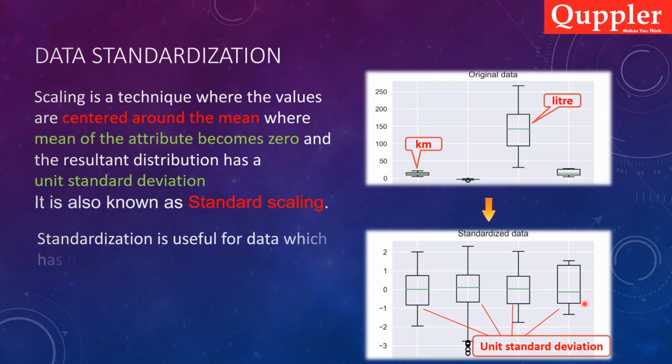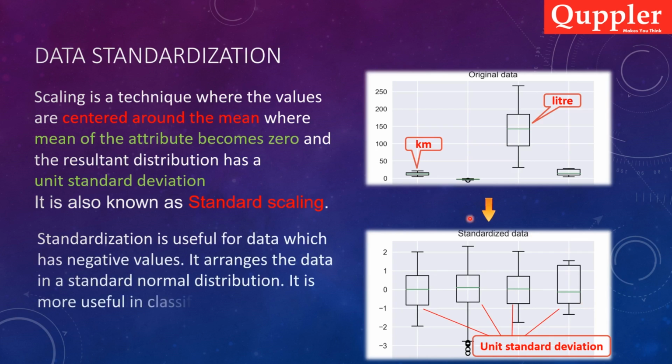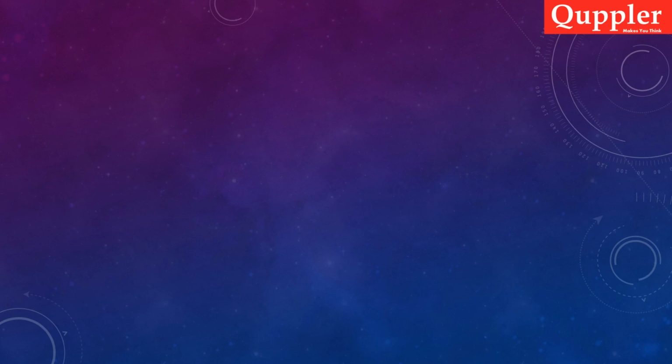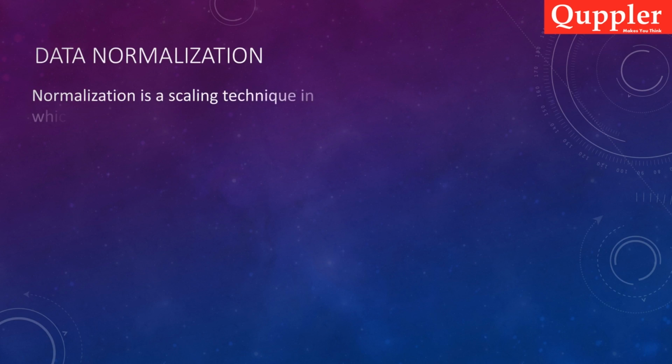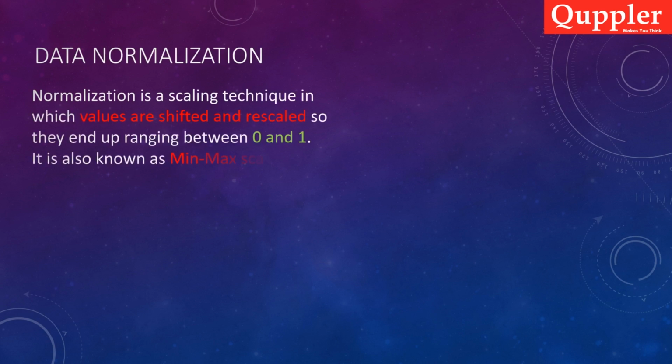So this data standardization is very useful for data where we have negative values and a difference of units, and it is more useful in... So the next part of feature scaling is data normalization. This data normalization is a kind of scaling technique where the values are shifted and rescaled so that they end up lying in the range of 0 to 1, and it is also known as min-max scaling.